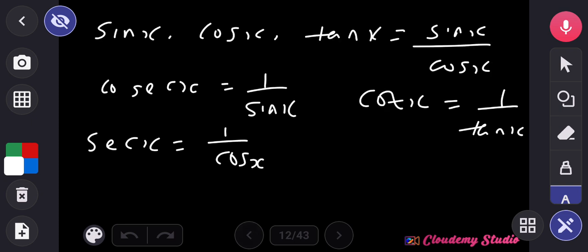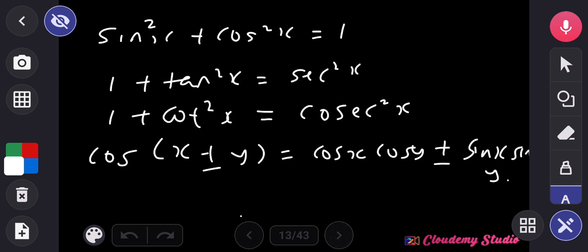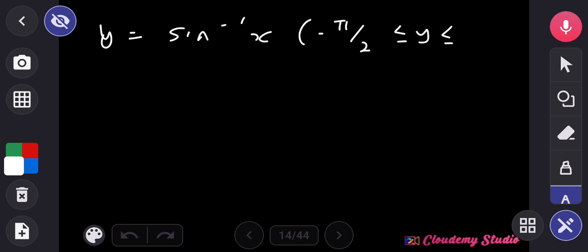And these are some properties of trigonometric functions. These are like constants. You understand? We also have inverse trigonometric functions as well. For example, y equals sine inverse of x. And this is a bounded function that lies between minus pi over 2 less than or equal to y less than or equal to pi over 2.